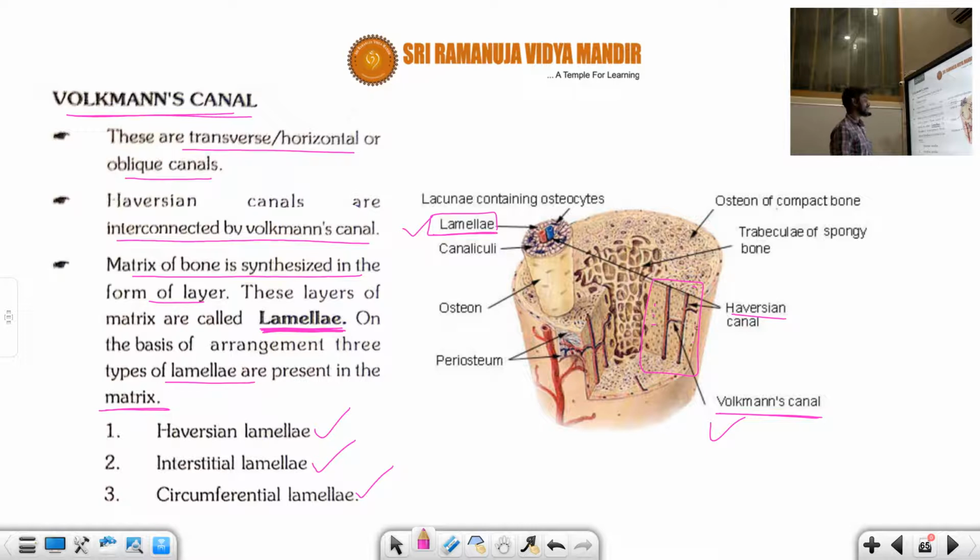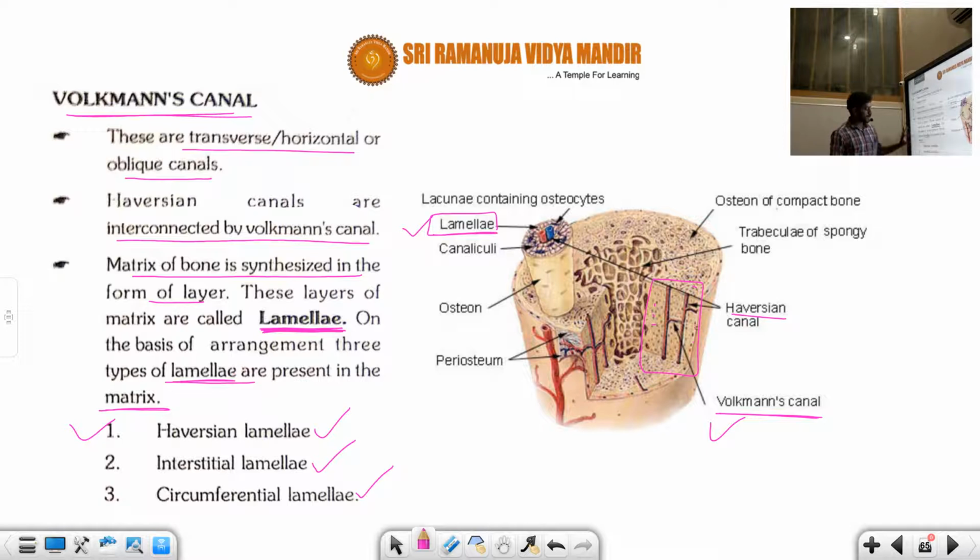One more important thing is that, on the basis of the arrangement, there are three types of lamellae. What are the three types of lamellae? First is the Haversian lamellae. Haversian lamellae means the matrix is present in the Haversian canal. Then there is interstitial lamellae, where there is an interstitial space, and circumferential lamellae can also be observed, right?